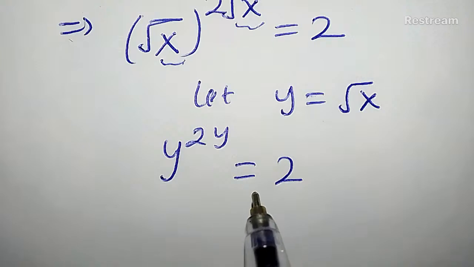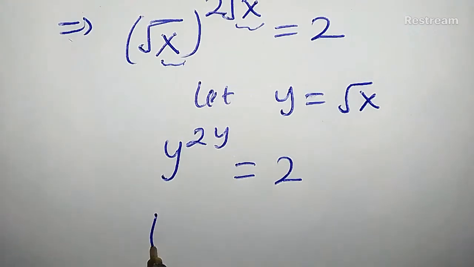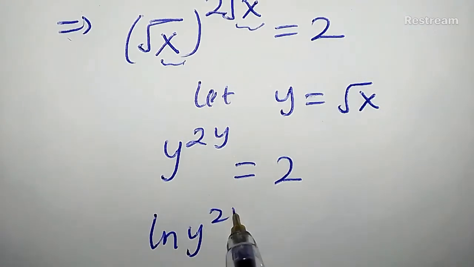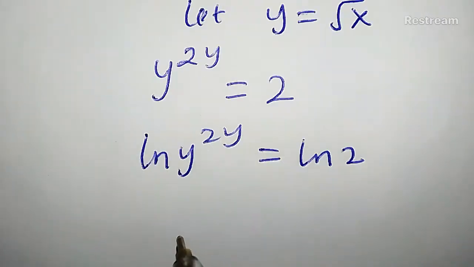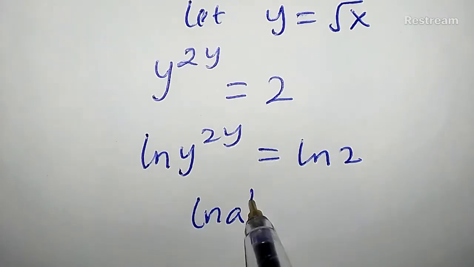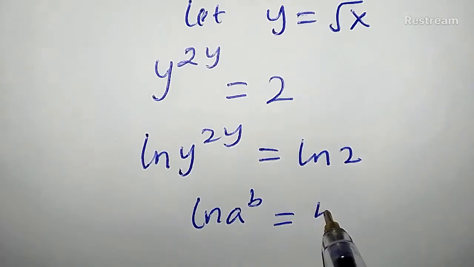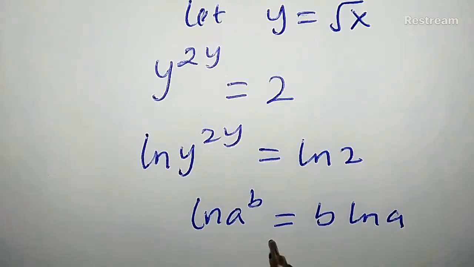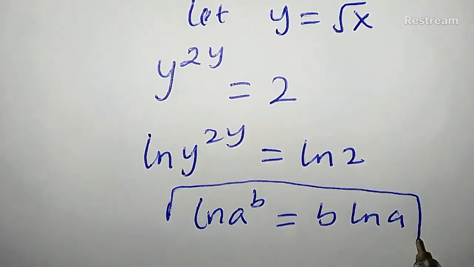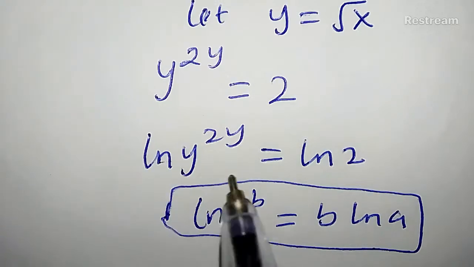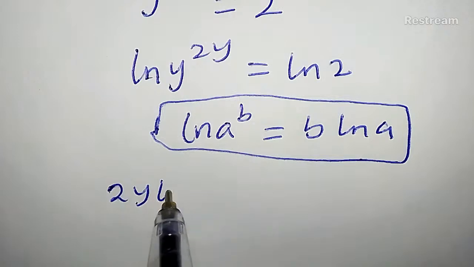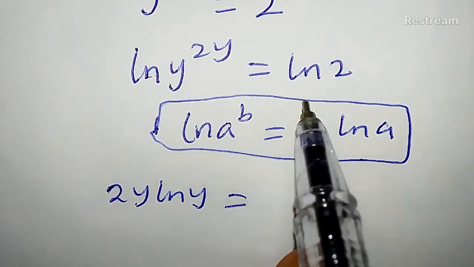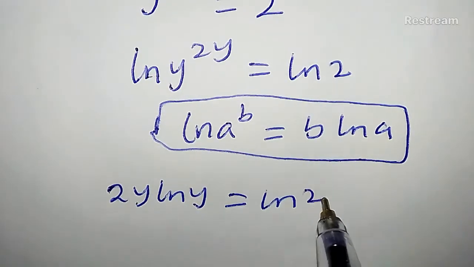Taking the natural logarithm of both sides, we're going to have ln y to the power of 2y equal to ln 2. From one of the rules of logarithm, it says whenever we have ln a to the power of b, this is equal to b times ln a. So we are going to apply this property to this left hand side. So from here, we're going to have 2y times ln y equal to ln 2.